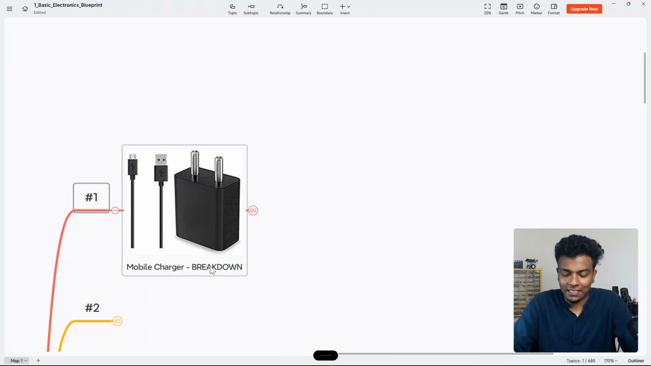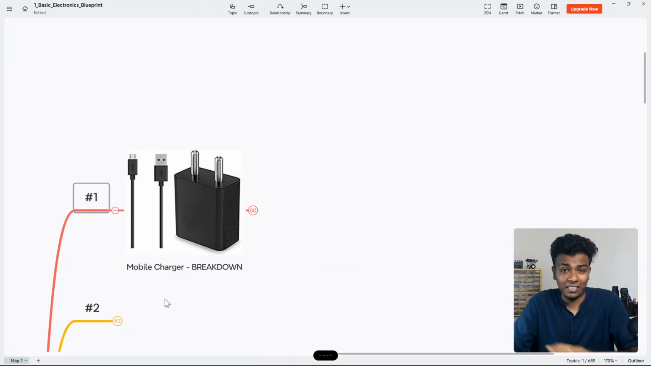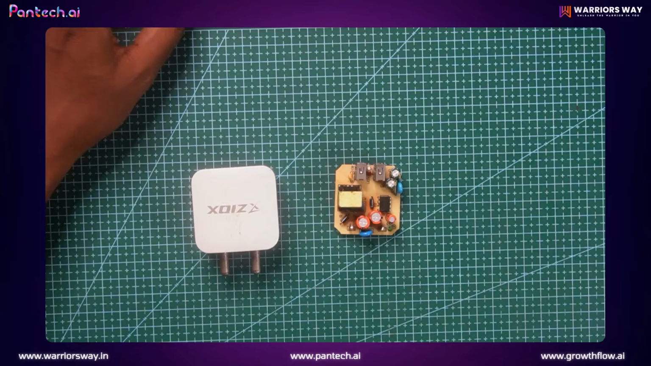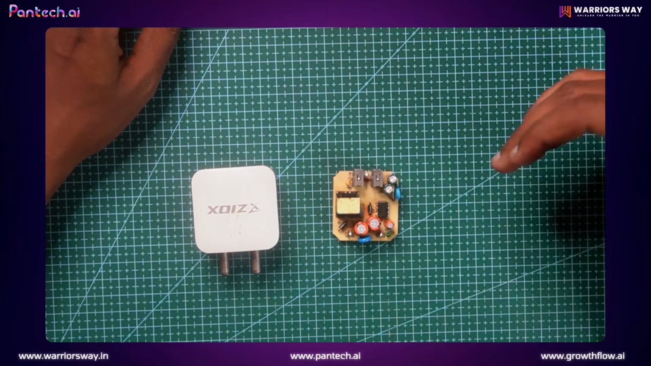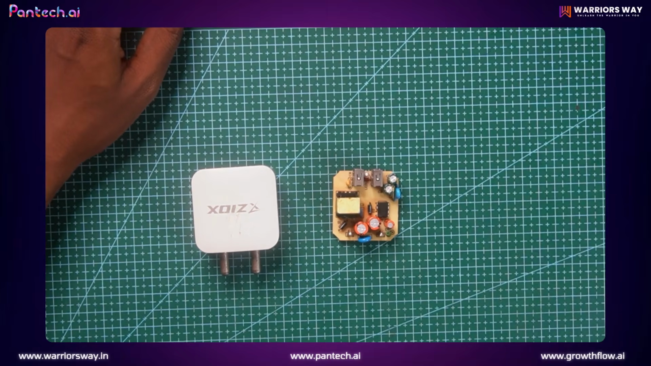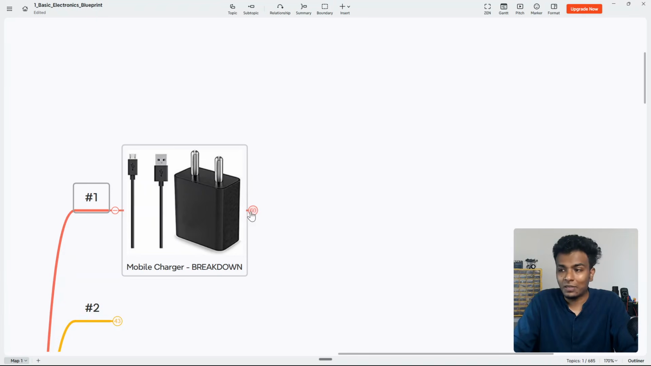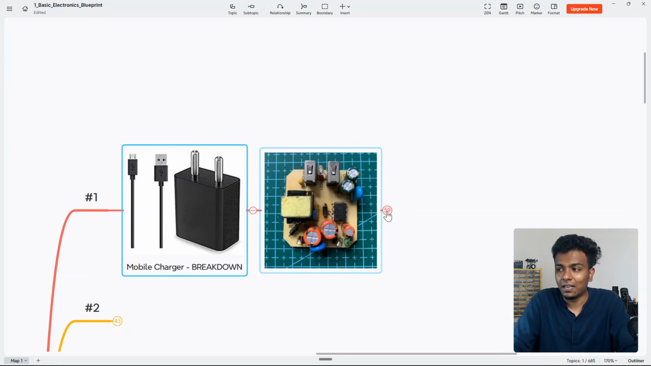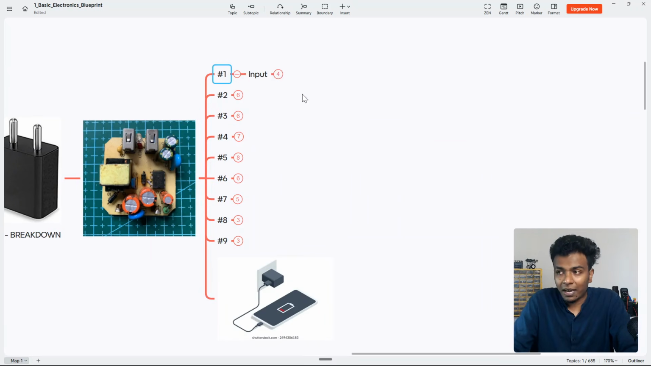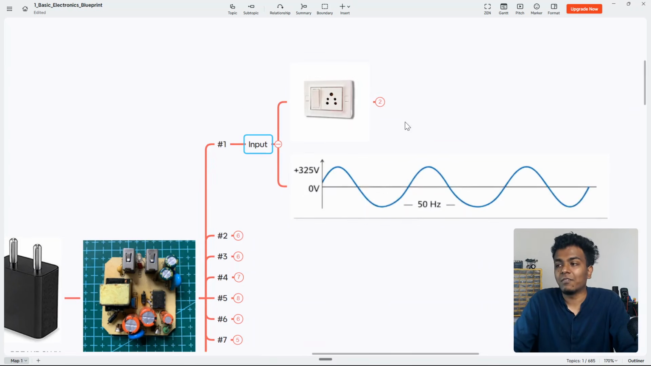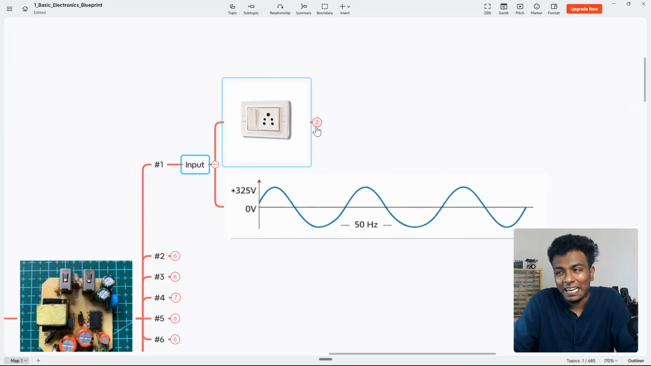First of all, inside this mobile phone charger, there are a lot of components. We are going to decode it step by step and see how it works in each and every process. While talking about that journey, the first thing we need to explore is the input. The input is fetched from the power socket.